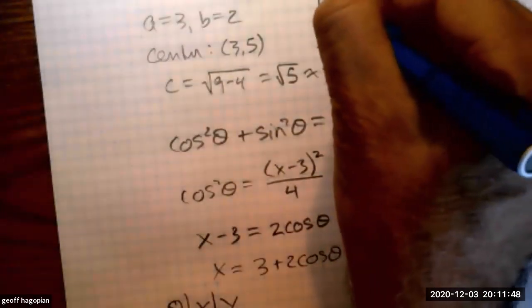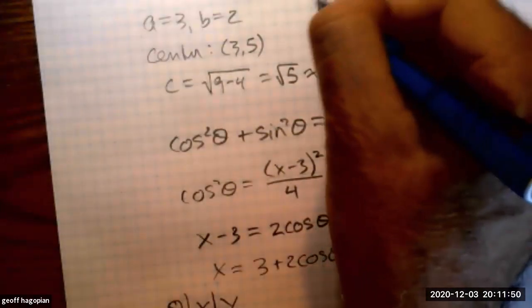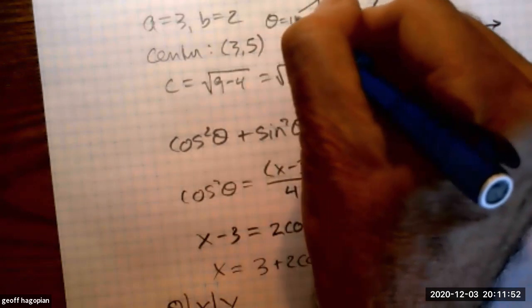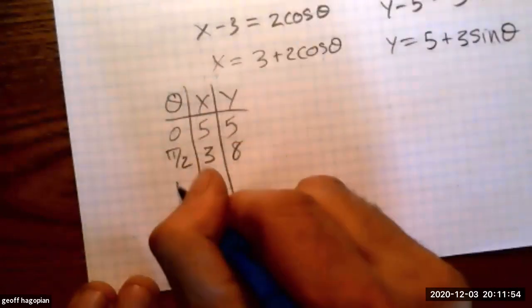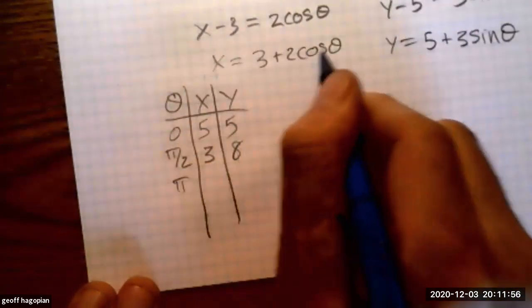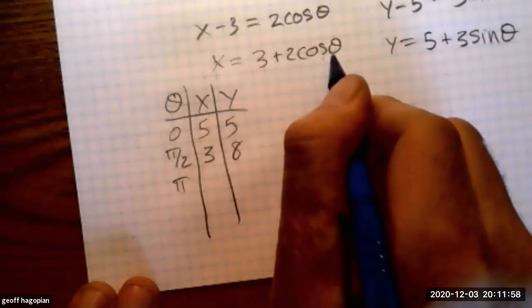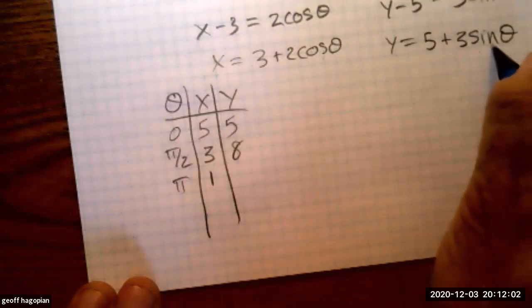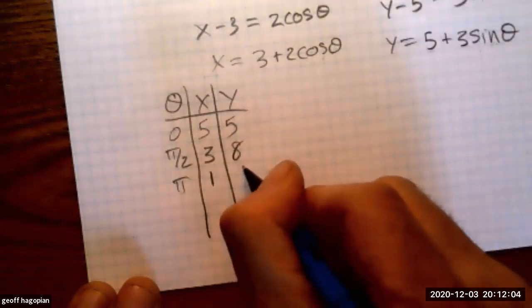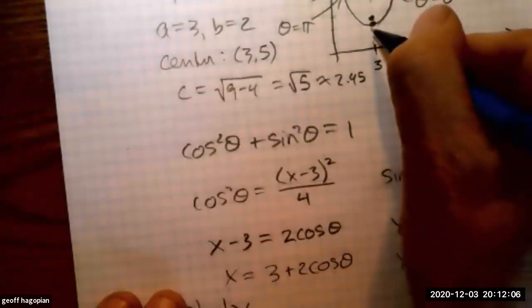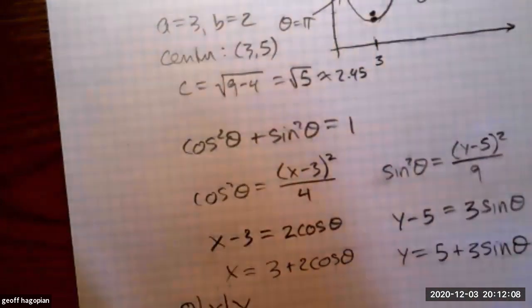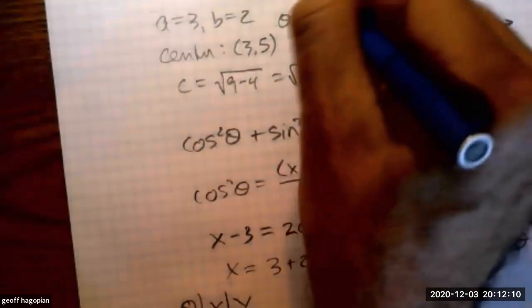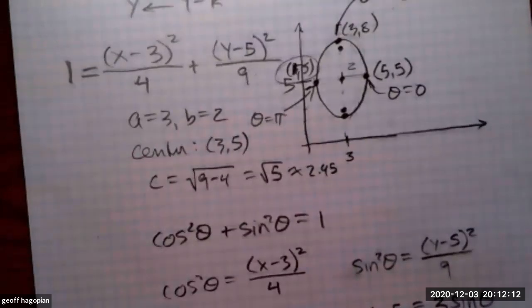What do you suppose theta is here? It's going to be pi, right? If theta is pi, then cosine is -1. This is 3 minus 2, which is 1. And this is 5 plus 0, which is 5, right? So we're at 1, 5. This point here.